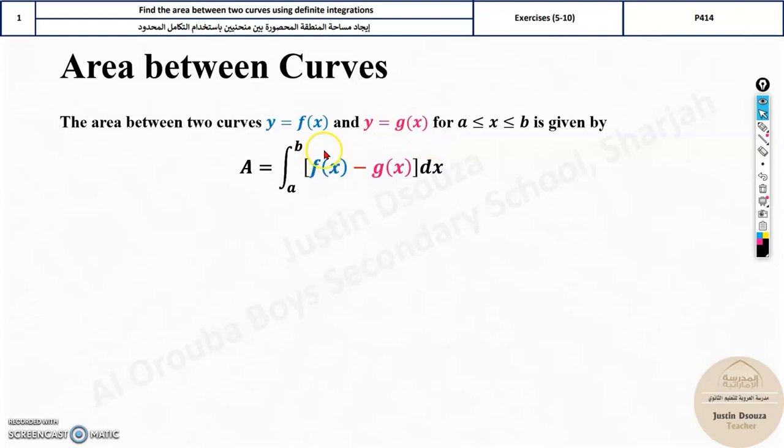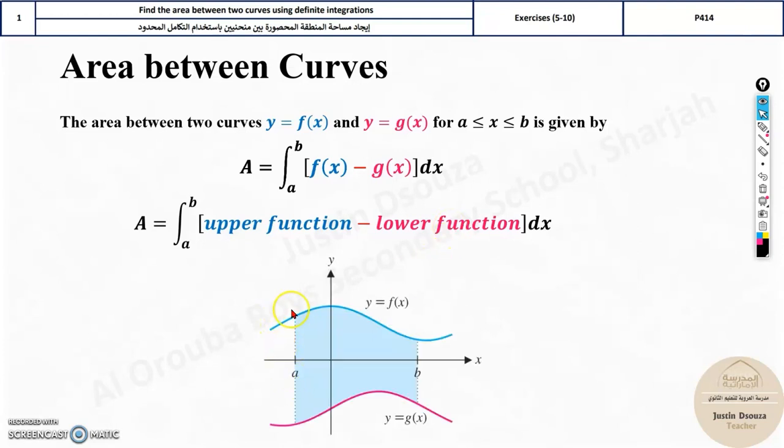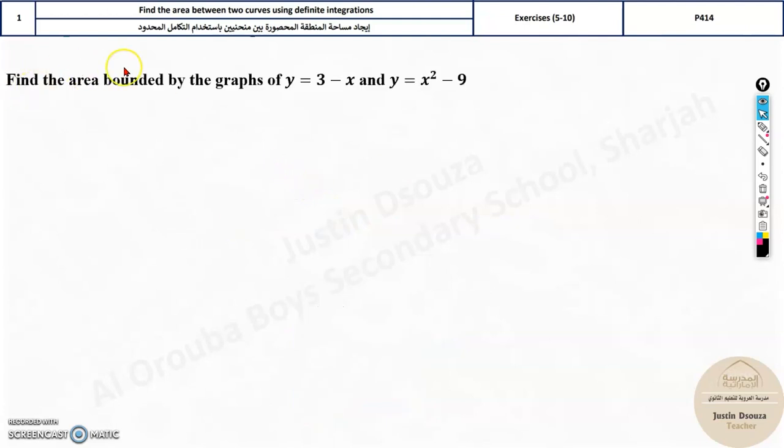Now, which function minus which other function? It's always the upper function minus the lower function. For example, this is the upper function, right? You need to subtract the lower function from this function. That's it. So up minus down, top minus the bottom. That's it. So now here we have the problem like this. Find the area bounded by the graphs of y equals 3 minus x and y equals x squared minus 9.